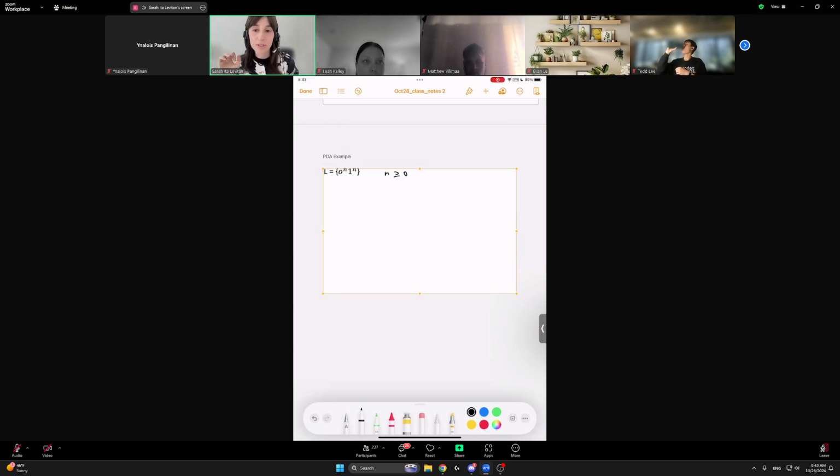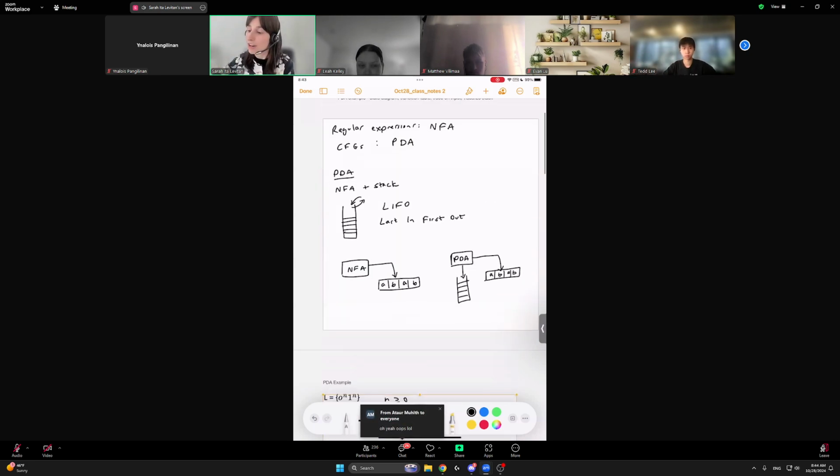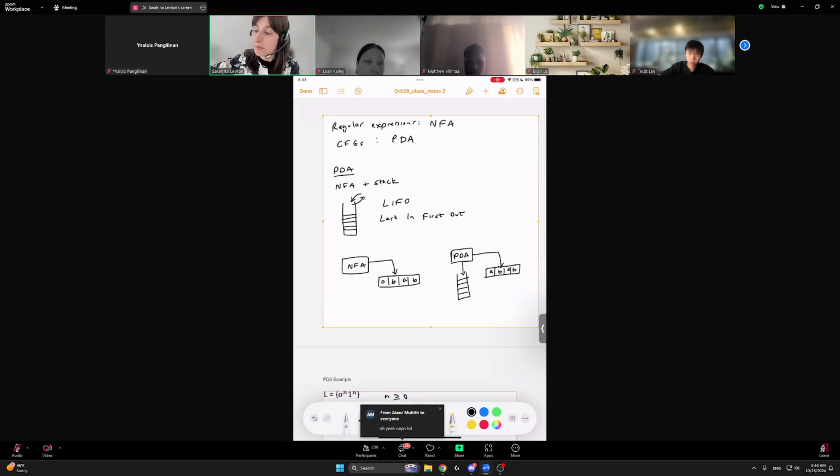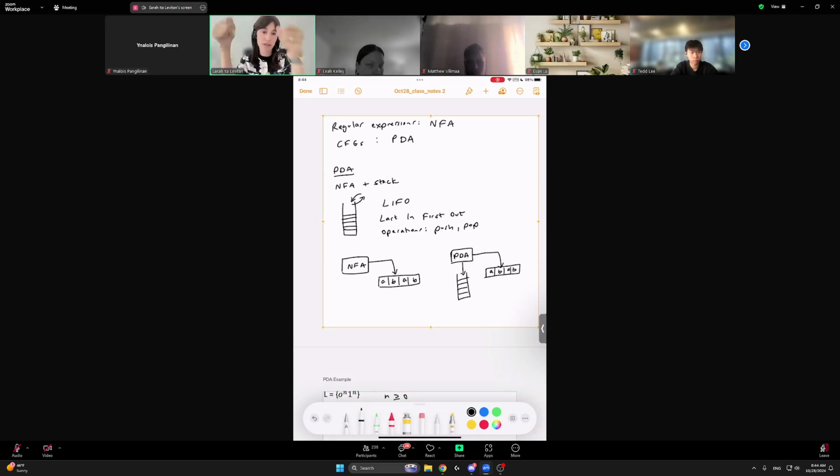Actually, we should just quickly review our stack operations, right? Our operations for our stack are push and pop. And we're always working with the top of the stack. So when we push, we're adding elements to the stack, like adding a tray to the stack of trays. And then when we pop, we're removing the top element from the stack.